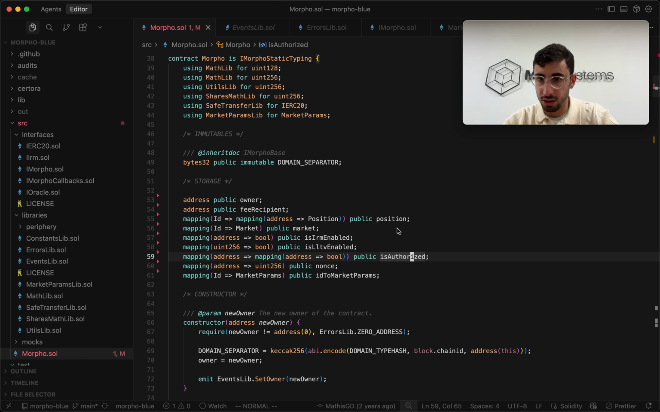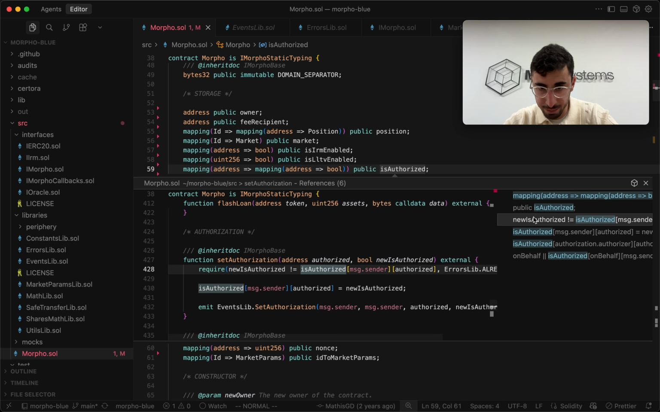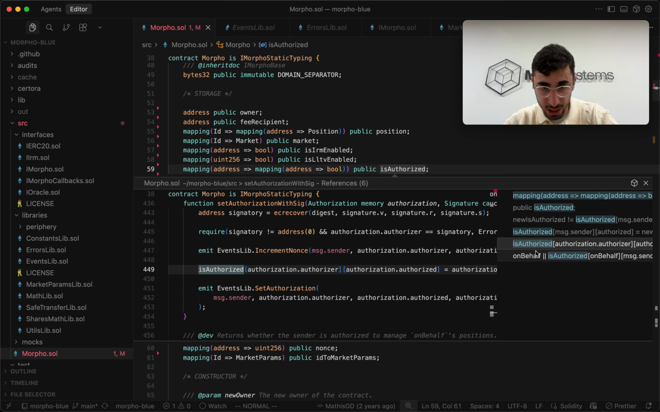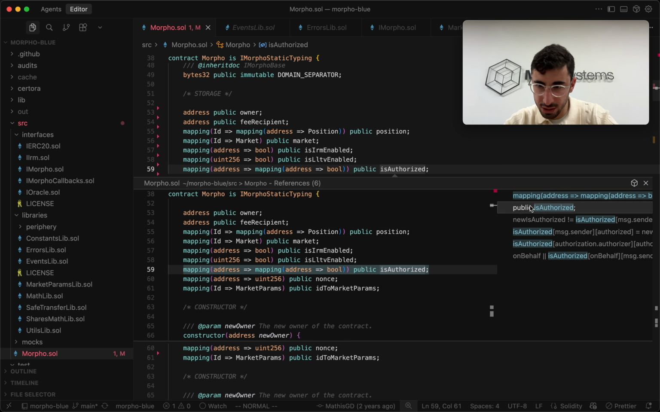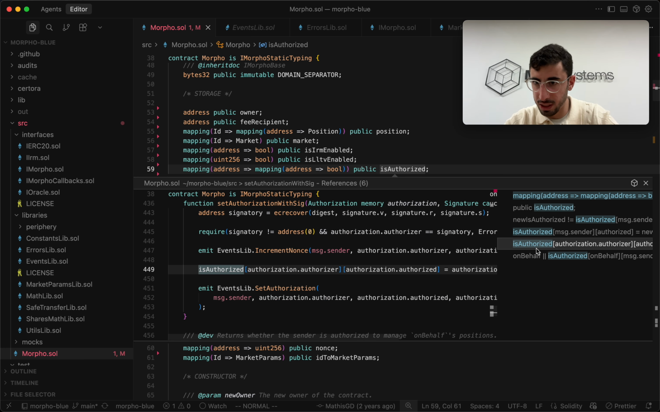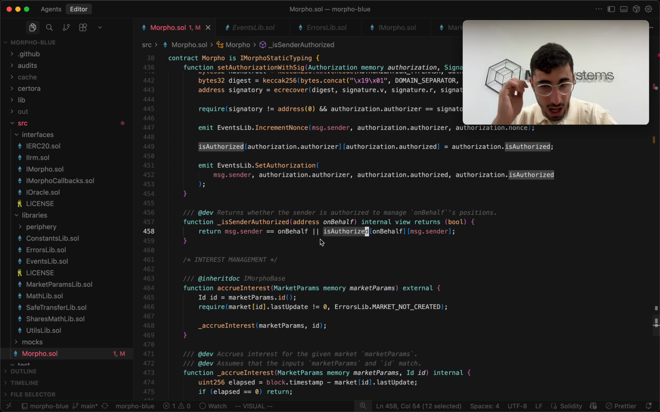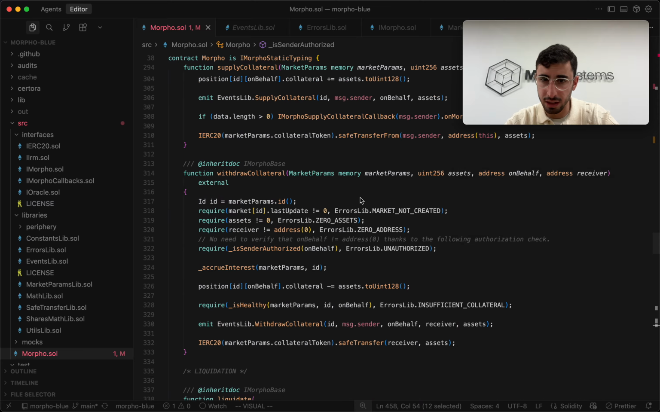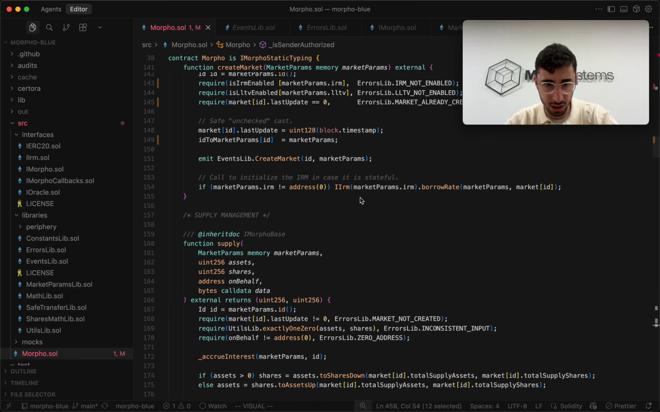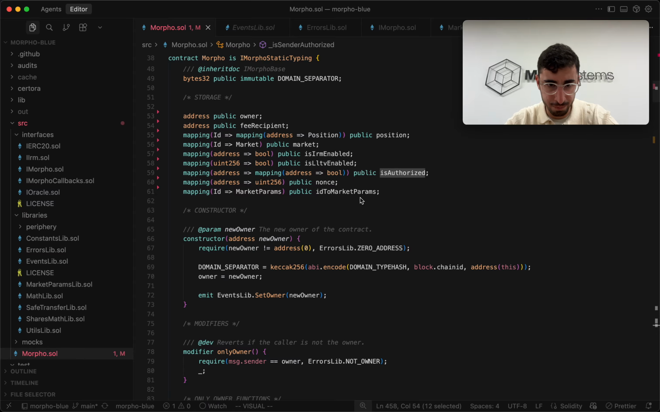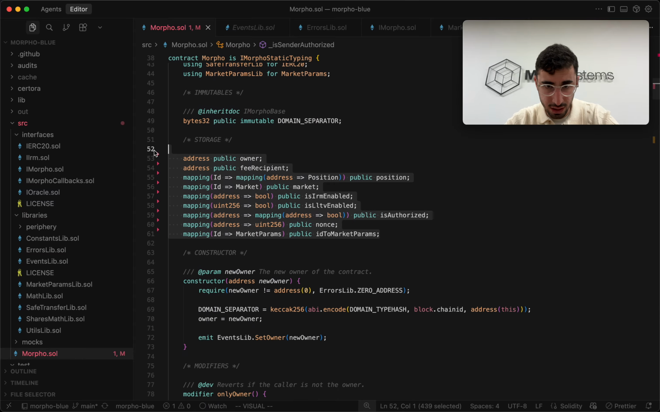So is authorized is a system they have inside of here. Also an interesting decision. Some people do that, some people don't. It allows you to give someone else permissions to call things inside the Morpho contract on your behalf. I think you can solve that through account abstraction stuff, but they decided to hard code that, or do it in the contract itself. Okay, so that's the storage.